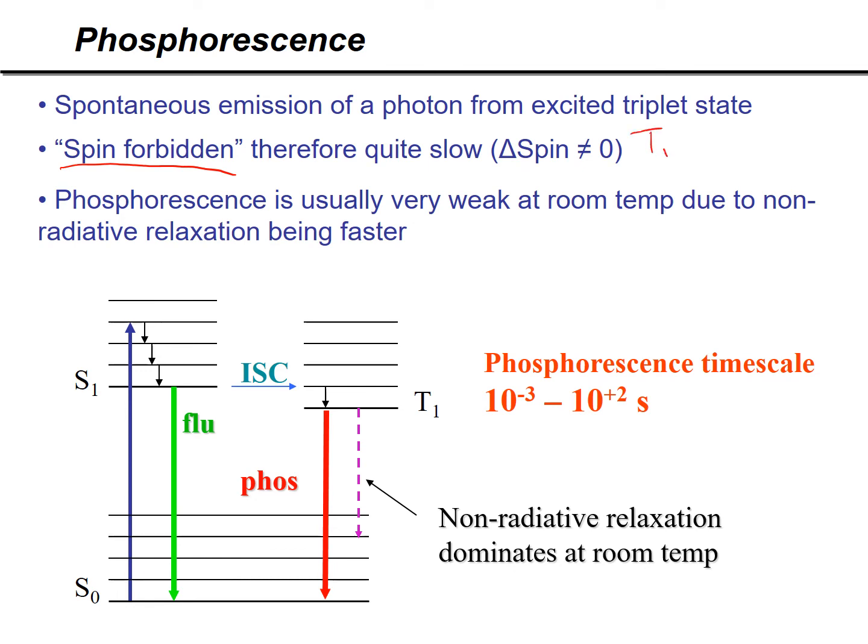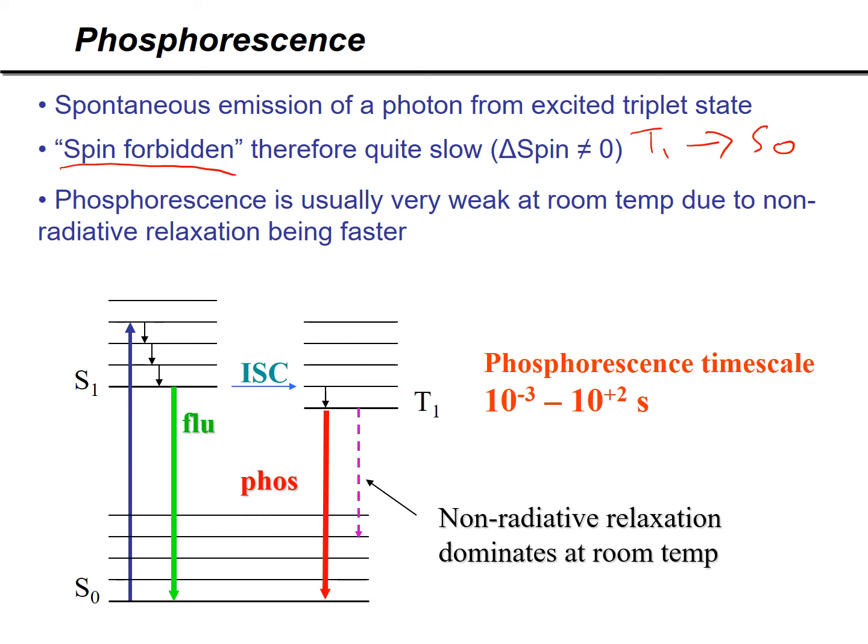So if we're going from T1 down to S0, this means that phosphorescence is usually pretty weak at room temperature. It's quite rare to get bright phosphorescence at room temperature, and that's because non-radiative relaxation, vibrational relaxation, is competitive with phosphorescence, and that's how the system relaxes.